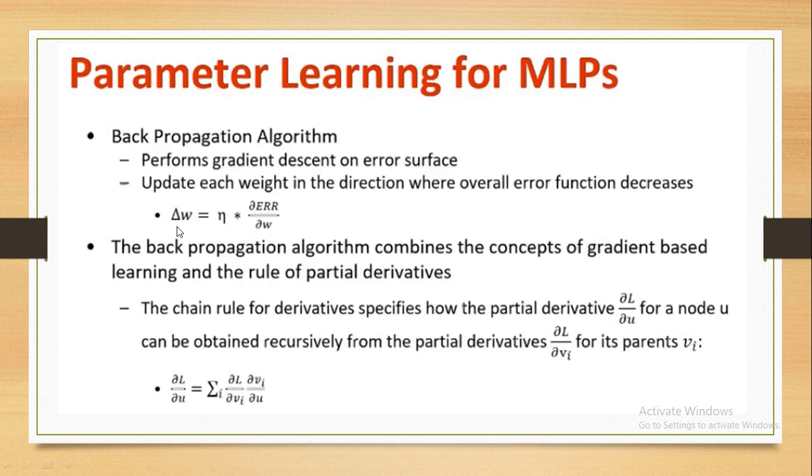So we will just use this formula. Change in W, delta W, you can say that's actually the weight. Change in weight is directly proportional to eta. What is eta? That's a constant, like consider it a constant. So change in error with respect to change in W. That's actually delta W.